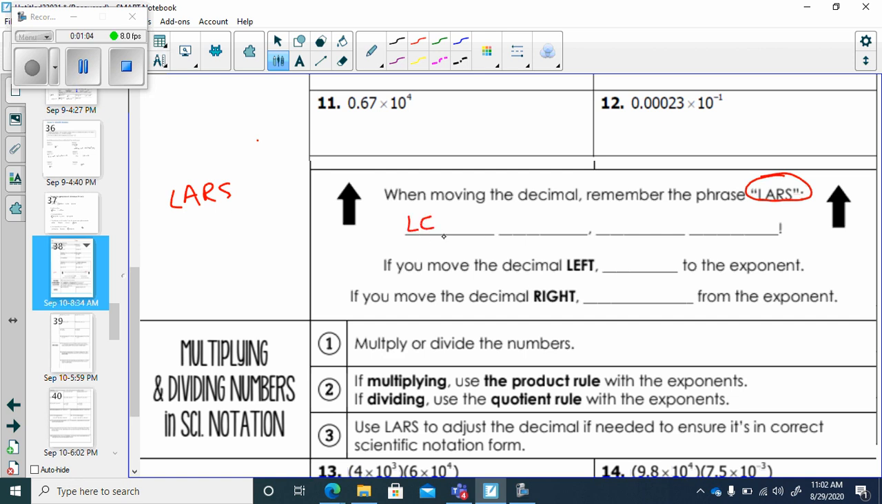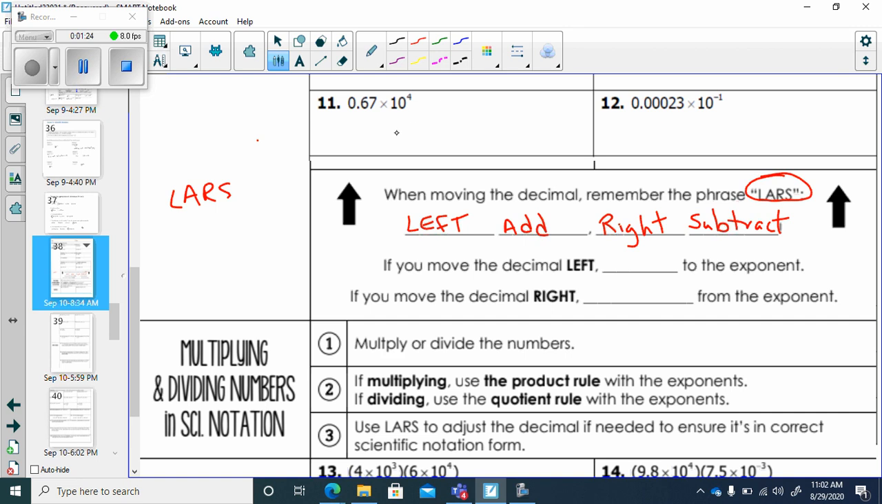L stands for left. A stands for add. R stands for right. S stands for subtract. Okay. So up here, we played with some of these.